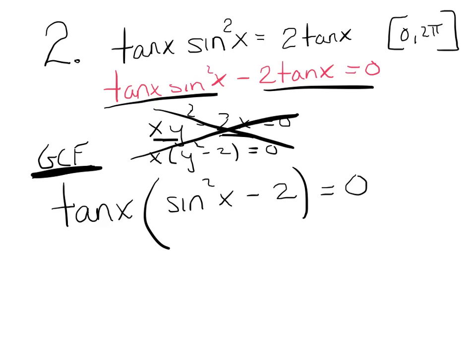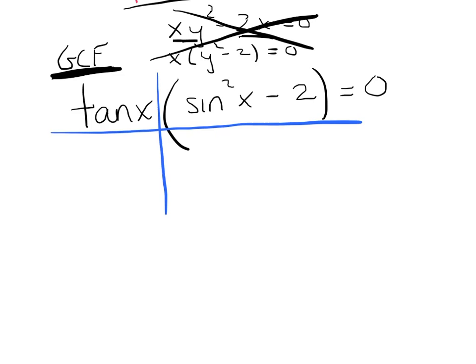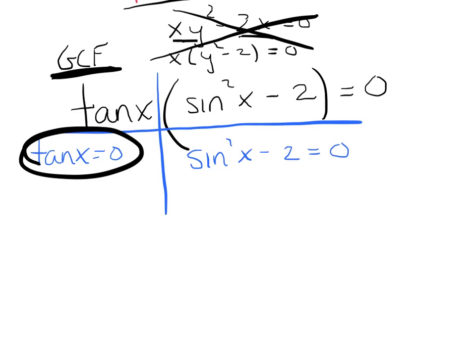Alright, at this point, we're just going to tee her up. And so here's my two functions. I'm just going to tee in between those two. And I'm going to carefully set each one equal to 0. So on this side, it's going to say tan x equals 0. And on this side, sine squared x minus 2 equals 0. Okay, let's attack this left side here. Tan x equals 0. What goes through your head?